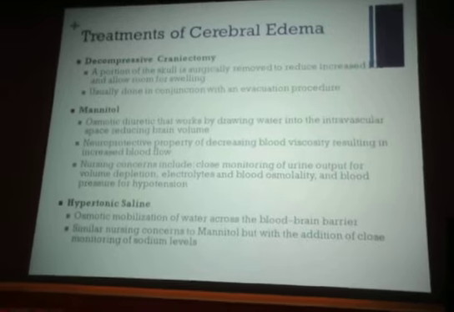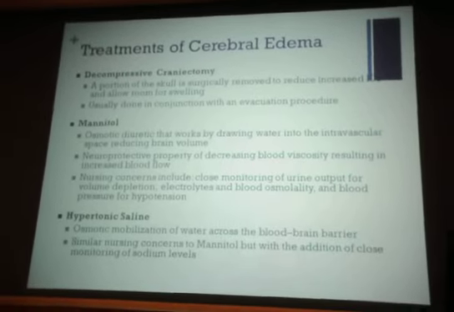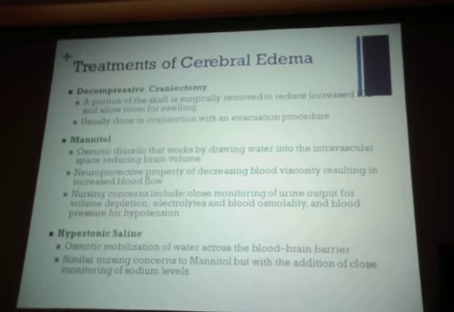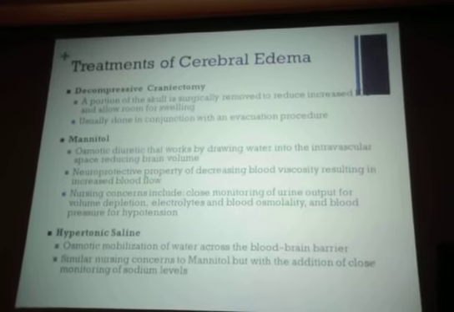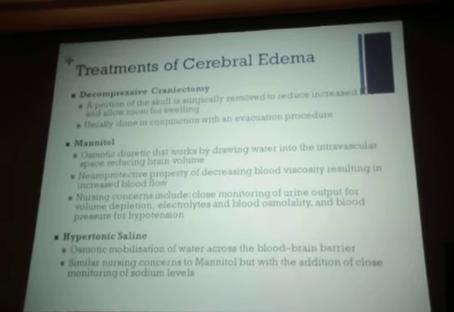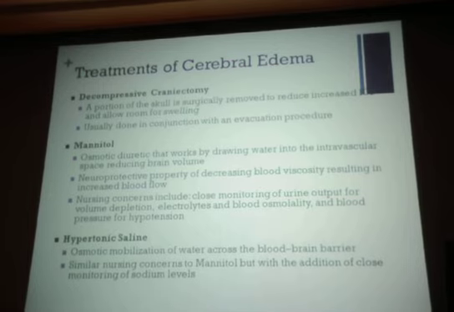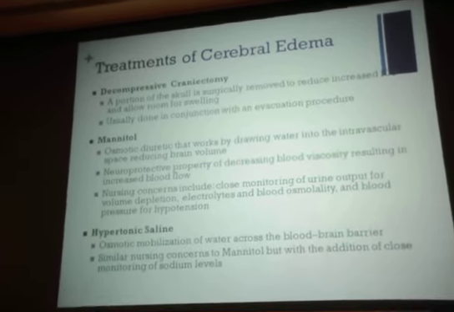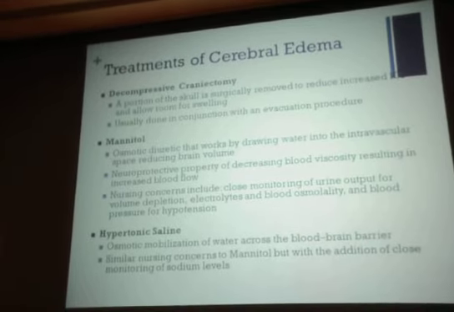One is a decompressive craniectomy, where a portion of the skull is removed to allow room for the brain to swell and decrease the ICPs. It's usually done in conjunction with an evacuation procedure, such as taking out that subdural blood clot on the top of the brain. And so Megan did have that shortly after she was admitted to AGH.